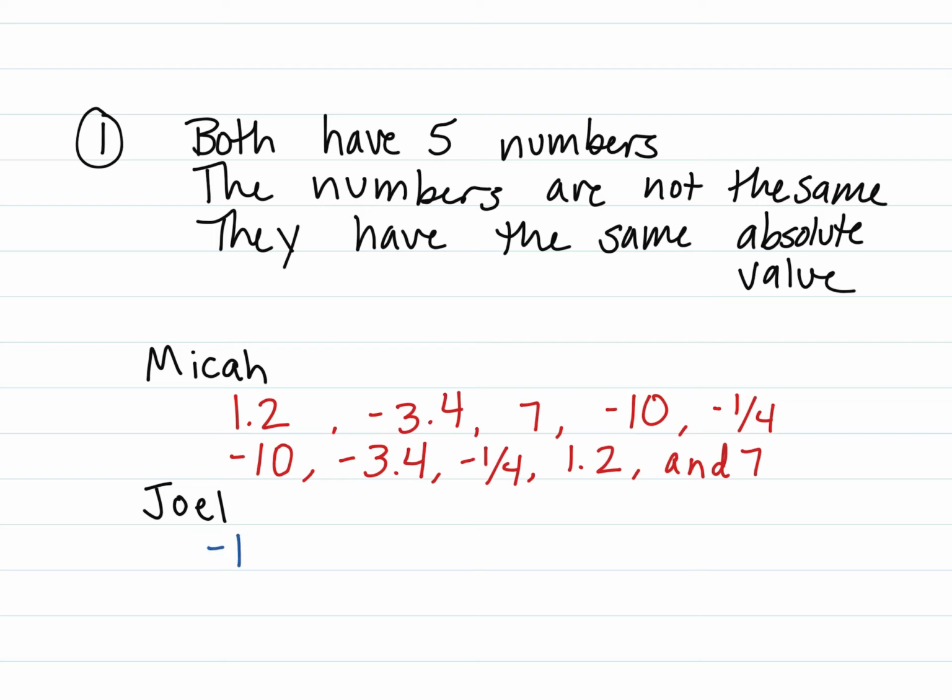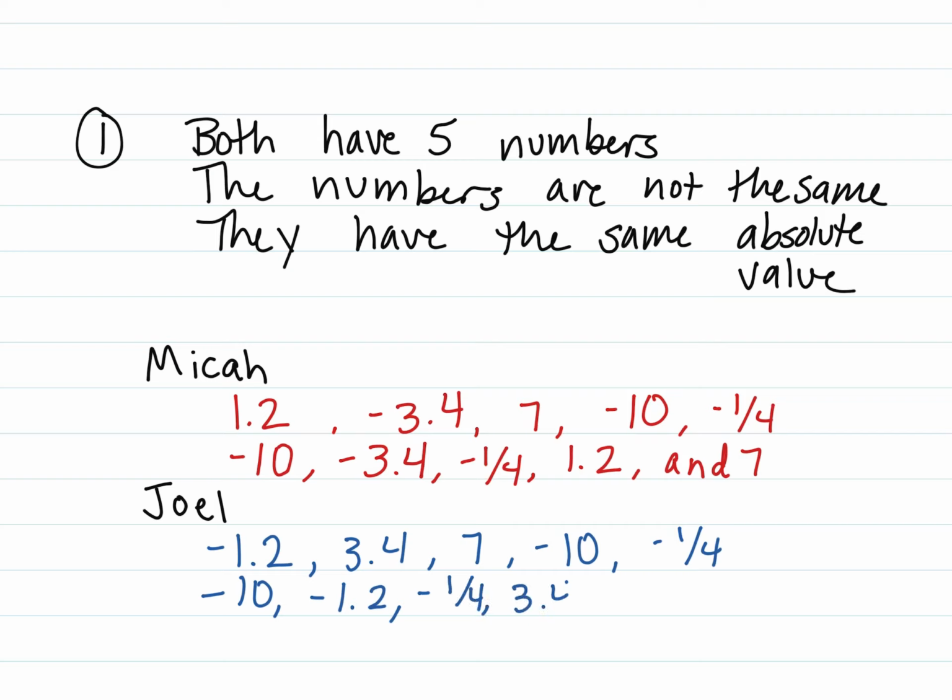Joel might have numbers like negative 1.2, 3.4, 7, negative 10, and negative 1/4. And if I were to put these in order, my smallest number is negative 10, then negative 1.2, negative 1/4, positive 3.4, and 7. So you can see their original numbers do not have the same order.